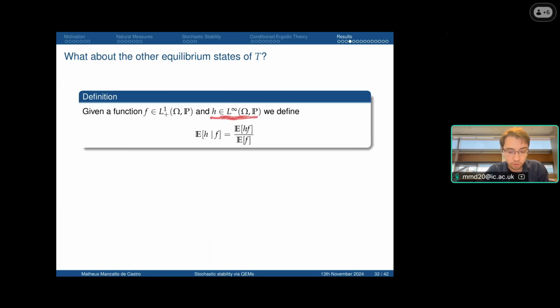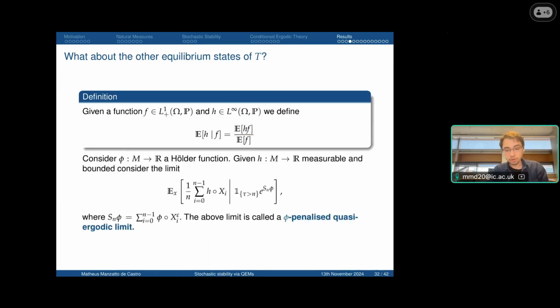So if you take h, which is in L infinity, and f, which is in L1 and positive, then h conditioned upon a function f is just the product of these two functions, and then I normalize by the average of f. Okay, and now what we can try to do is to consider Birkhoff averages conditioned upon this function, where S_n phi is the Birkhoff sum of a potential phi along my Markov chain. Although it may seem slightly non-conventional, this type of conditioning has been massively studied in the literature.